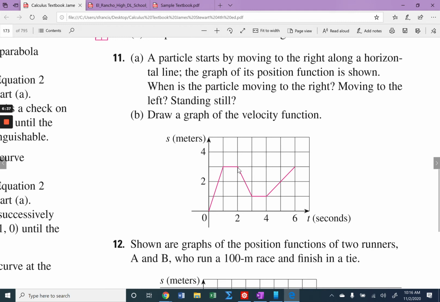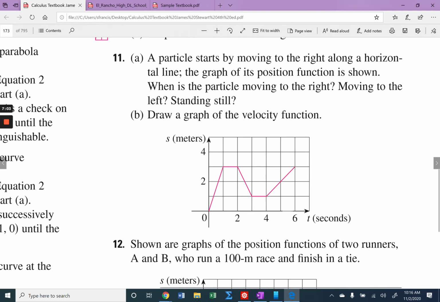And then from 2 to 3, it was at 3 units to the right, and now it's only at 1 unit to the right. So it had to be moving to the left because the distance got smaller, closer to where it started. And then from 3 to 4, it's still 1 unit, so it's not moving anymore. And then it starts to get further away again and goes back to 3. So that's how that should look.